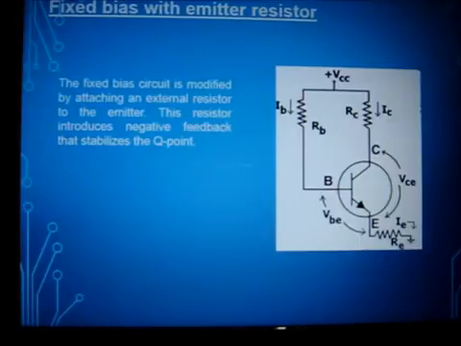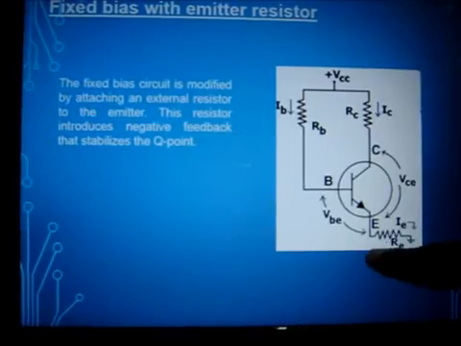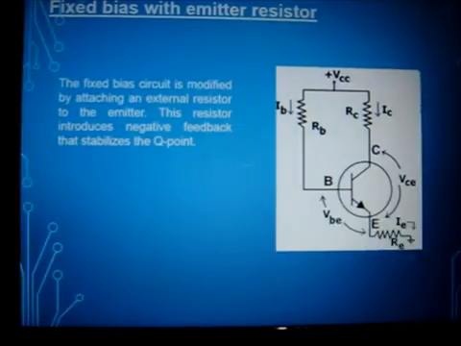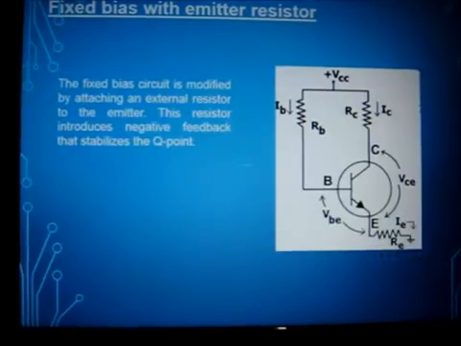Now the second part is the common emitter, or the fixed bias with emitter resistor. In this case, the same thing happens, but there is an added resistor, that is RE, across the emitter. In the fixed bias, there was no resistor across this, but now we have a resistor across it, and similarly you will use it by putting KVL and all.